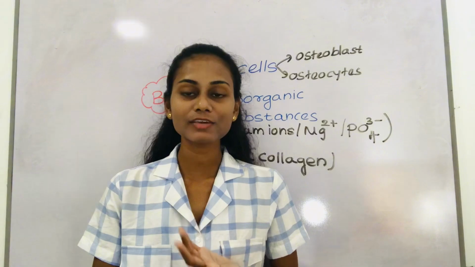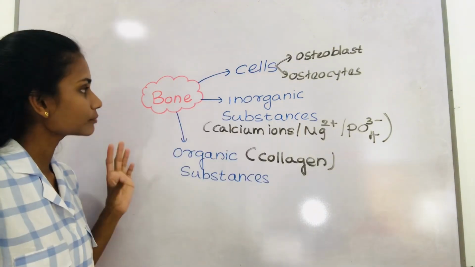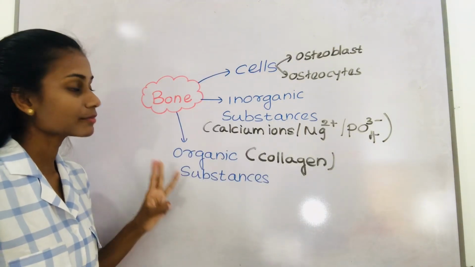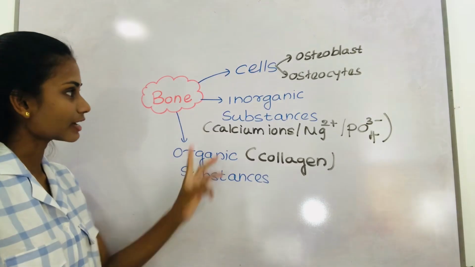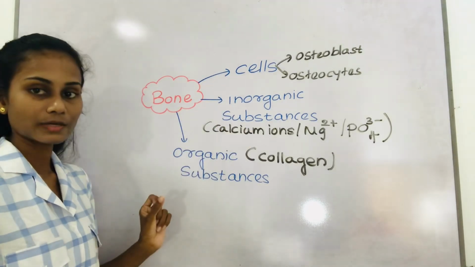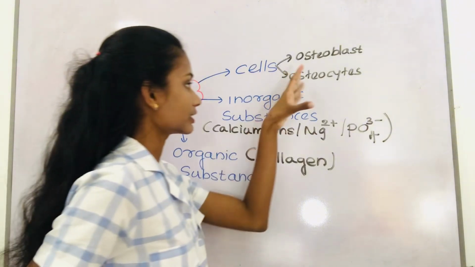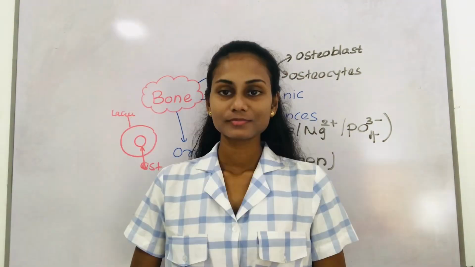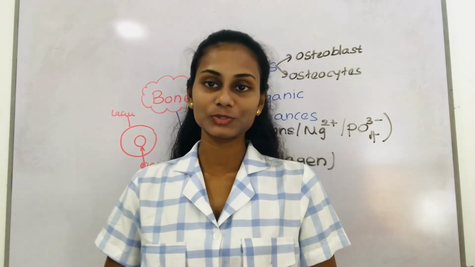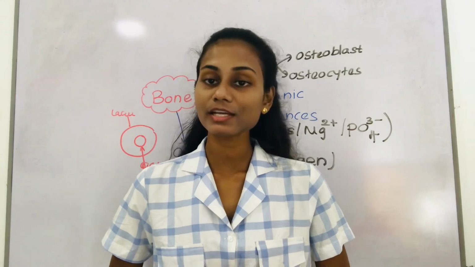Okay, shall we summarize again? The bone matrix consists of three main components. They are cells, inorganic substances, organic substances. You have to memorize the examples of these things. This is about bone tissue. Take your resource book and read this part.